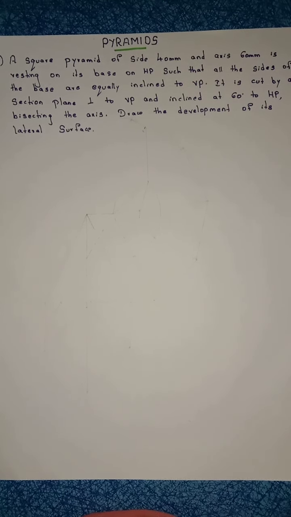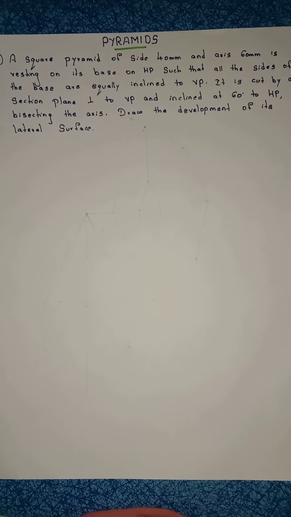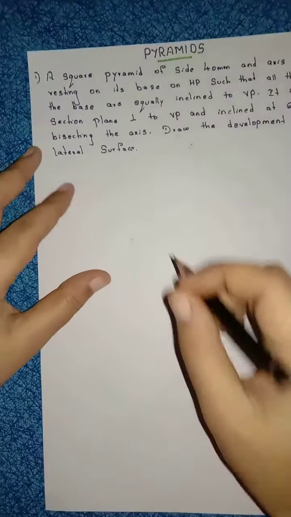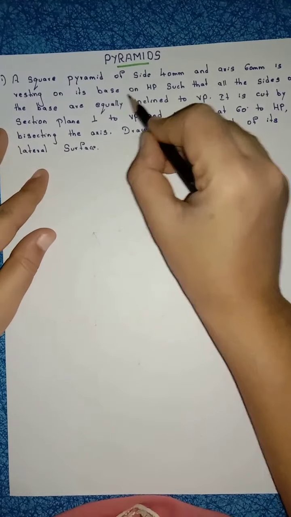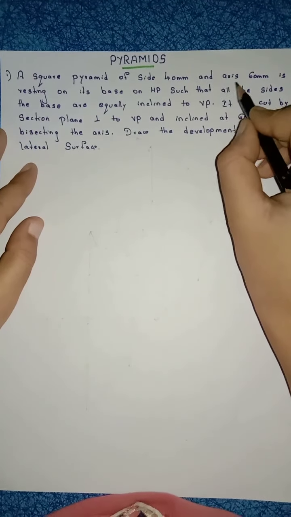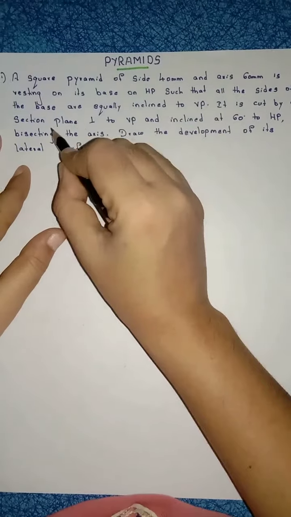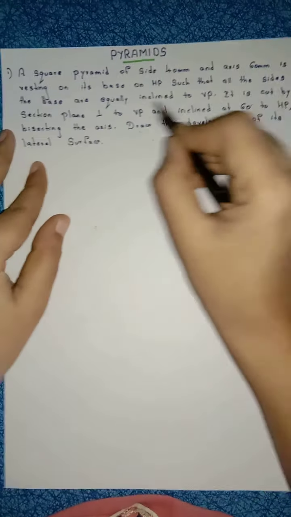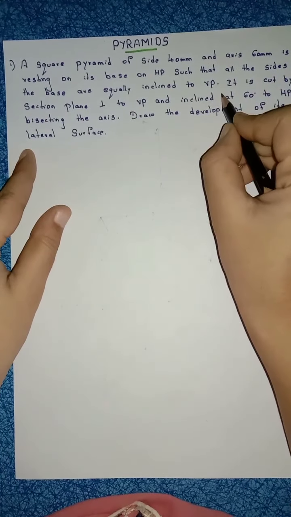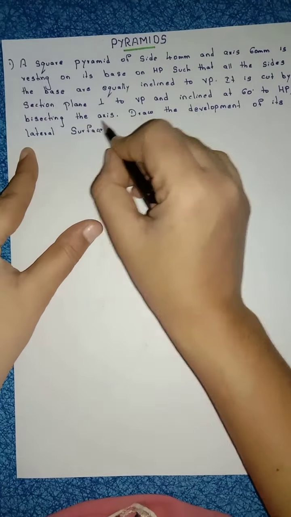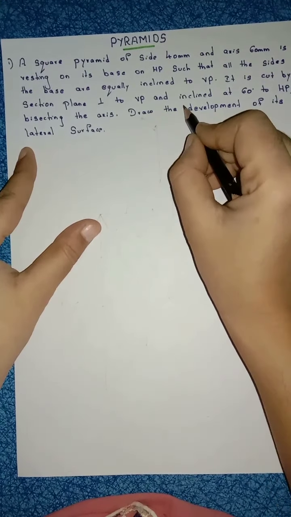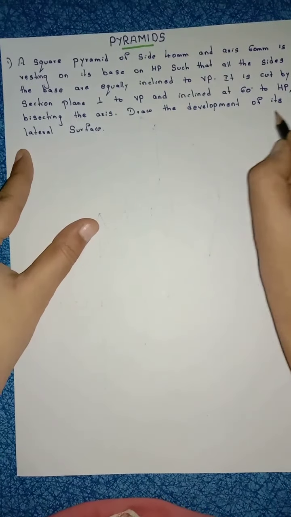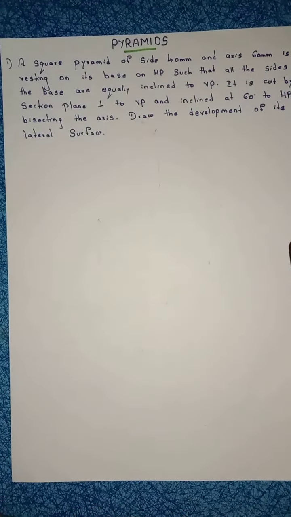Friends, so let us start the problems based on development of surface pyramids. Let us read the question. A square pyramid of side 40 mm and axis 60 mm is resting on its base on HP such that all the sides of the base are equally inclined to VP. It is cut by a section plane perpendicular to VP and inclined at 60 degrees to HP bisecting the axis. Draw the development of its lateral surface.